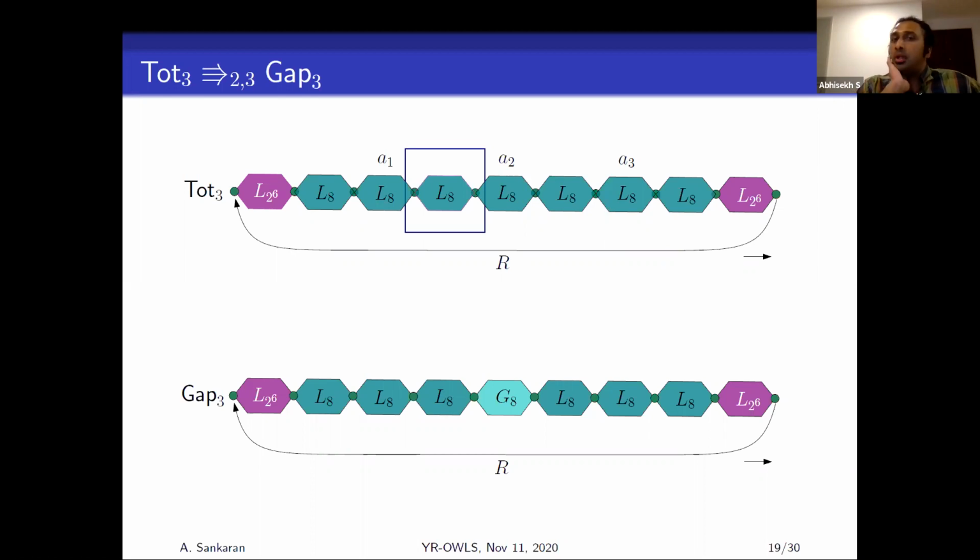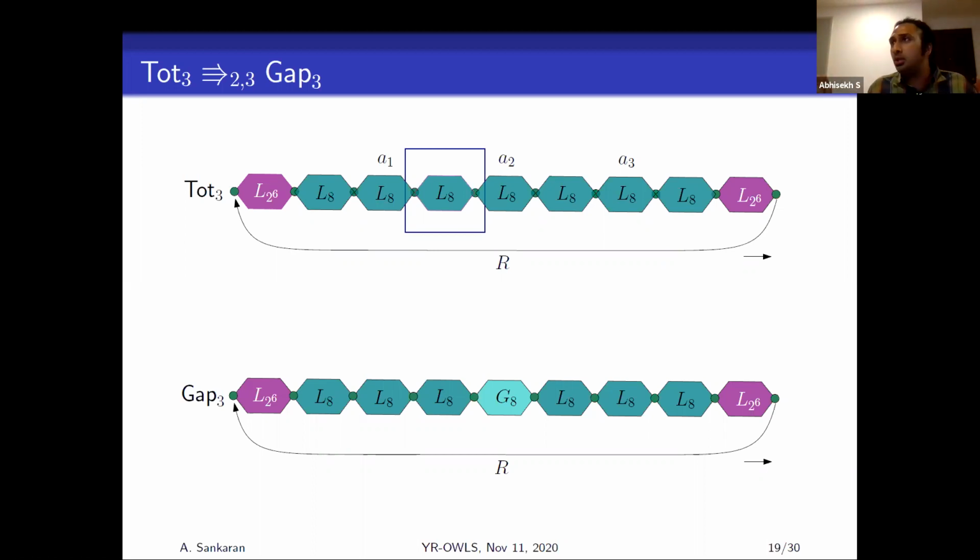What we are now going to do is, depending on this choice, we are going to view tot3 as consisting of 3 parts. First is this middle part, which is this highlighted L8. Then there is a left part of the structure, which consists of this L2 to the 6, L8 and L8. And then there's a right part of the structure, which is these 4 copies of L8 and L2 to the 6. So this choice gives you a way of splitting up tot3 into 3 parts.